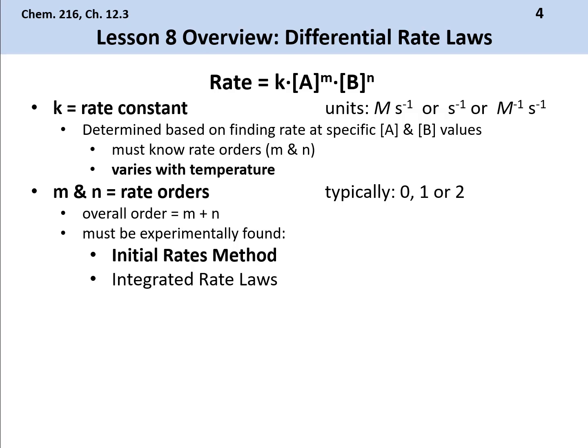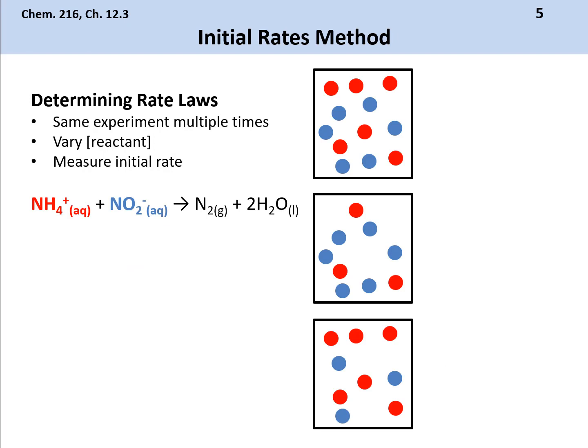And now we're going to talk about how we actually find rate orders and how we find rate laws. And we're going to use something called the initial rates method. The initial rates method looks at a reaction. Let's say we have this reaction: NH4+ plus NO2- goes to N2 and 2H2O. We're going to do this experiment multiple times, multiple trials of the same experiment. And each time we're going to vary the reactant concentration and we're going to see what happens.